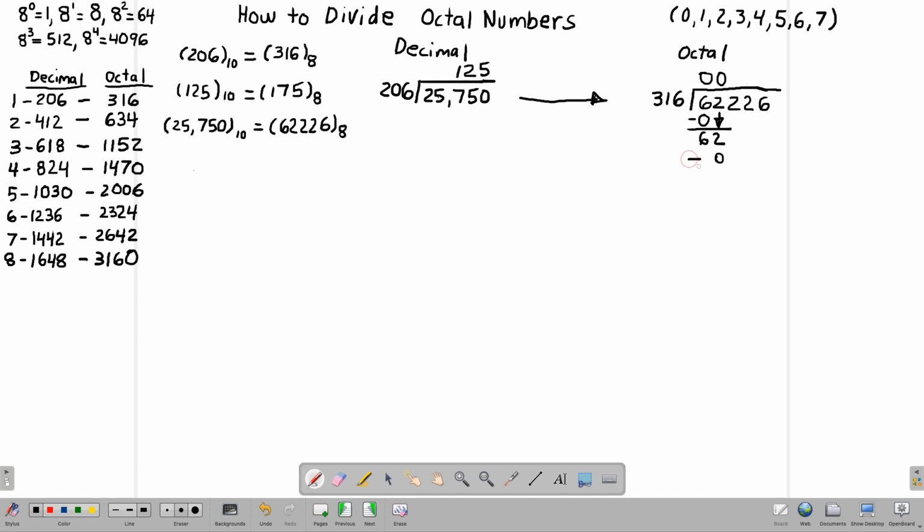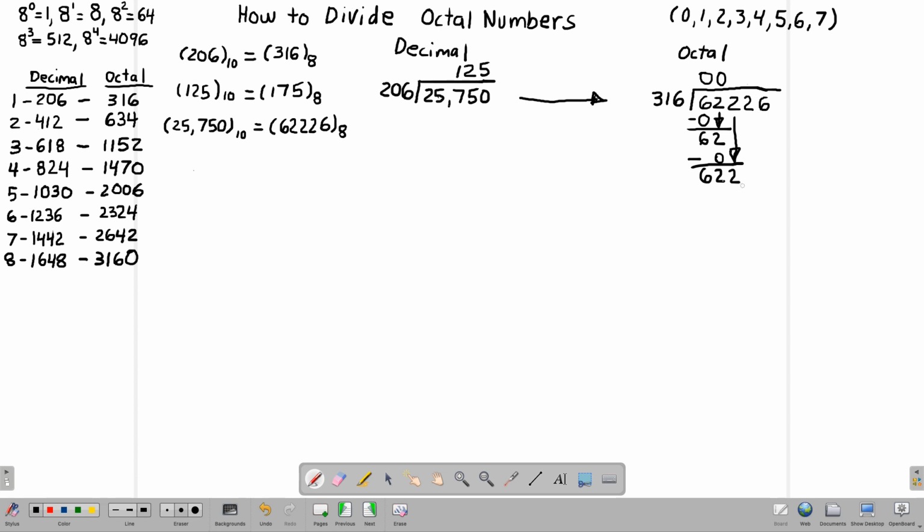Then we subtract. And of course that leaves us with 62. And then we bring down the 2. And so this leaves us with a value of 622. Well, 622 is greater than 316, so of course it's going to divide into it, but let's find out how many times. We look to the chart towards the left, we see that 622 is not greater than 634, which is the second row on my table towards the left.